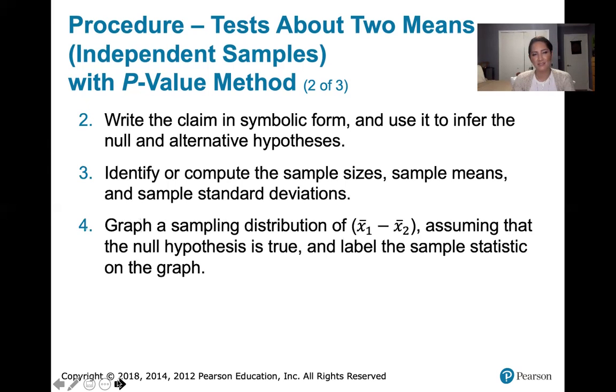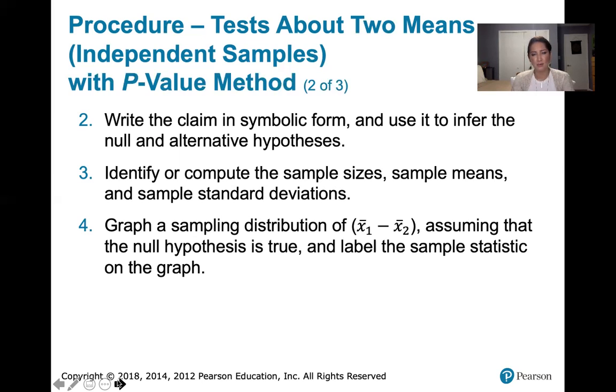And then just to emphasize meaning, why you're doing what you're doing, I encourage my students to graph a sampling distribution of x sub 1 bar minus x sub 2 bar, assuming that the null hypothesis is true, and then label that sample statistic x sub 1 bar minus x sub 2 bar from our two samples on the graph. Then you can visually see where x sub 1 bar minus x sub 2 bar lies compared to that mean. We're assuming that the mean of the distribution is mu sub 1 minus mu sub 2, which will be assumed to be 0, given that the null hypothesis is true.